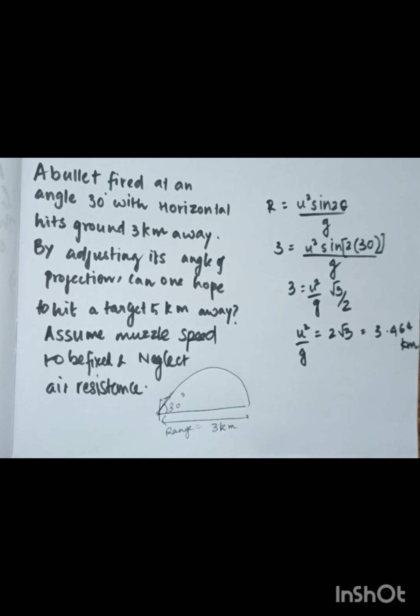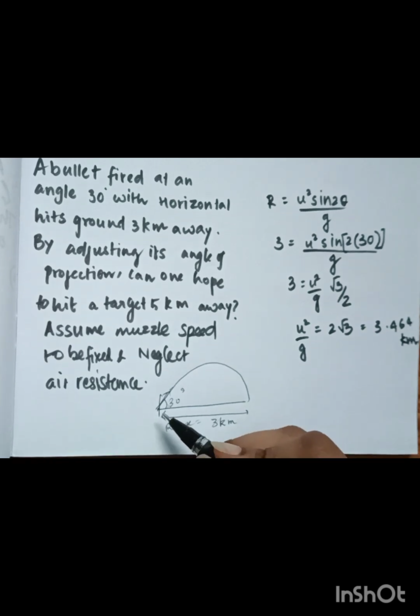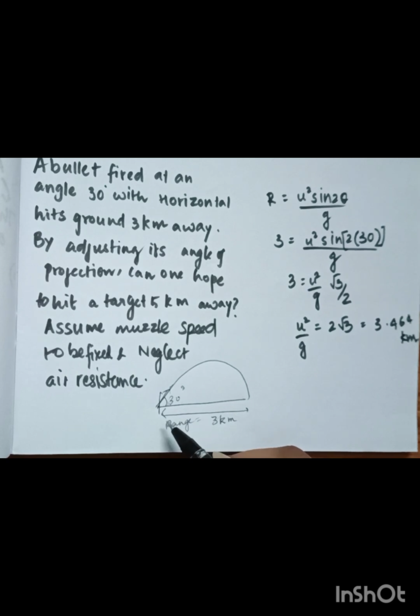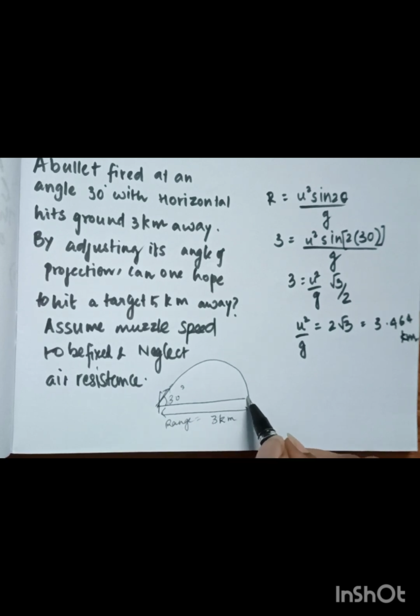A bullet fired at an angle of 30 degrees with the horizontal hits the ground 3 kilometers away. By adjusting its angle of projection, can one hope to hit a target 5 kilometers away? Assume muzzle speed to be fixed and neglect air resistance. So a bullet is fired at an angle of 30 degrees with the horizontal and it is hitting the ground 3 kilometers away.